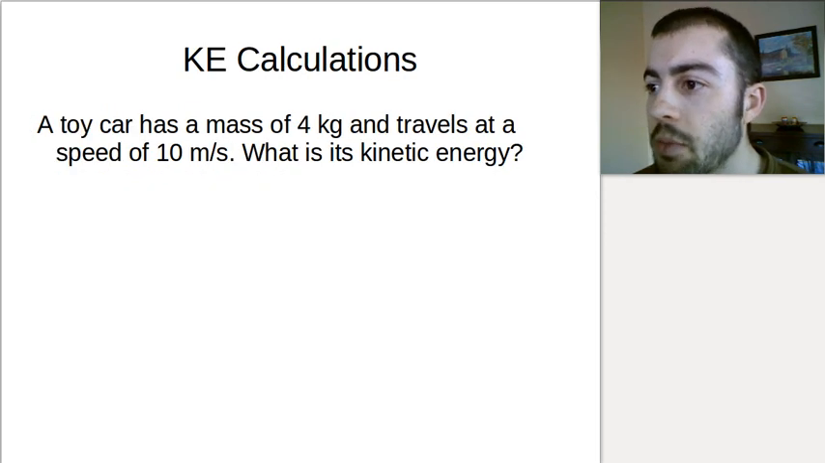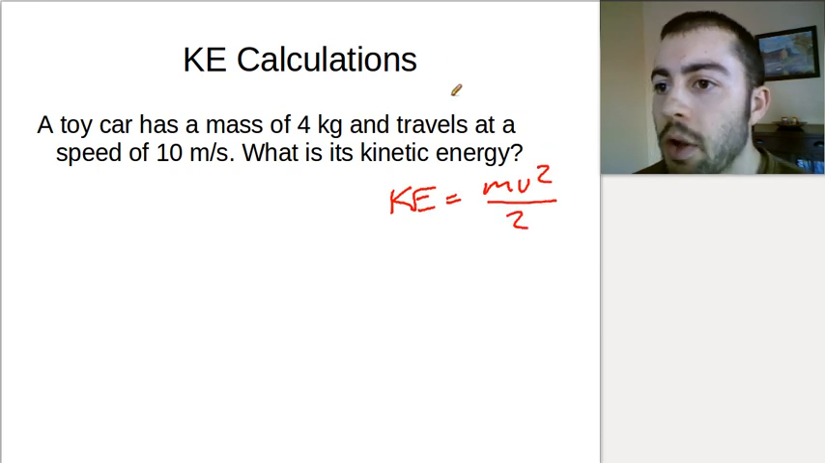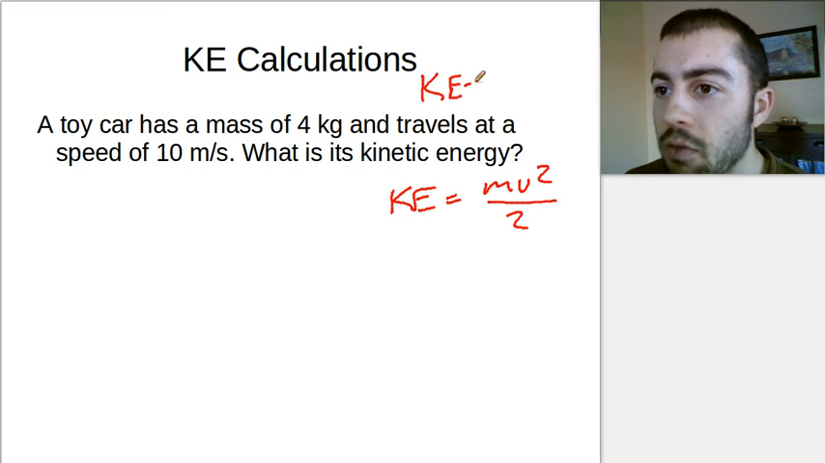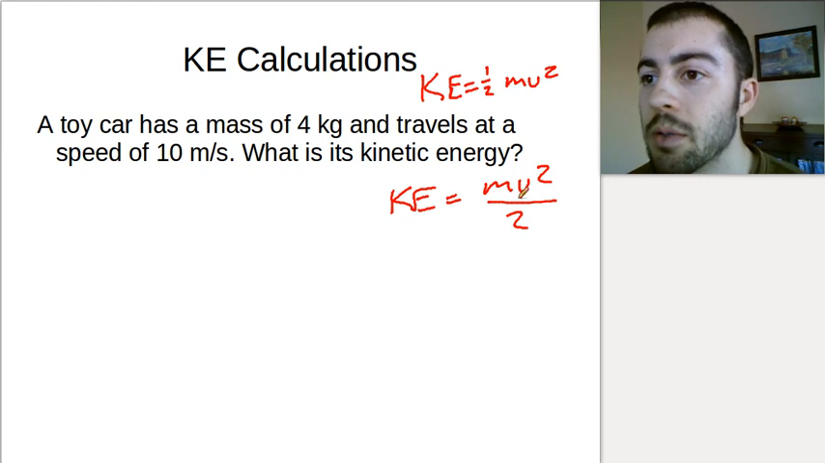All right, so let's try and do some calculations using the kinetic energy formula, which again is kinetic energy equals mv squared over 2. Or if some of you maybe like fractions, you can write this as 1/2 mv squared. It's really the same formula. Whichever way makes more sense to you is fine.